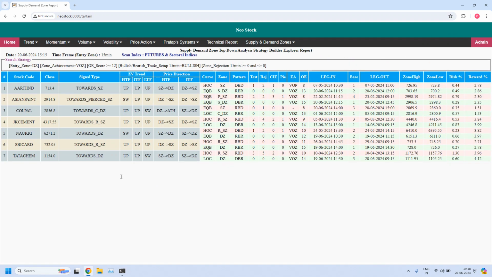With these filters, let us generate the report. 7 stocks are filtered. Currently, these 7 stocks are supporting bullish trade setup for daily income trade. That is, entry time frame is 15 minutes.